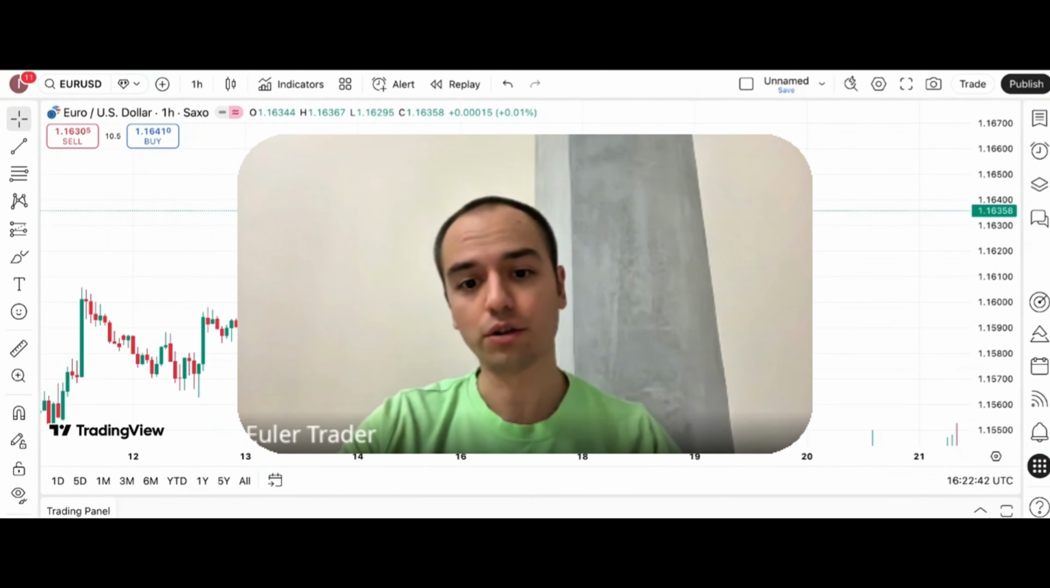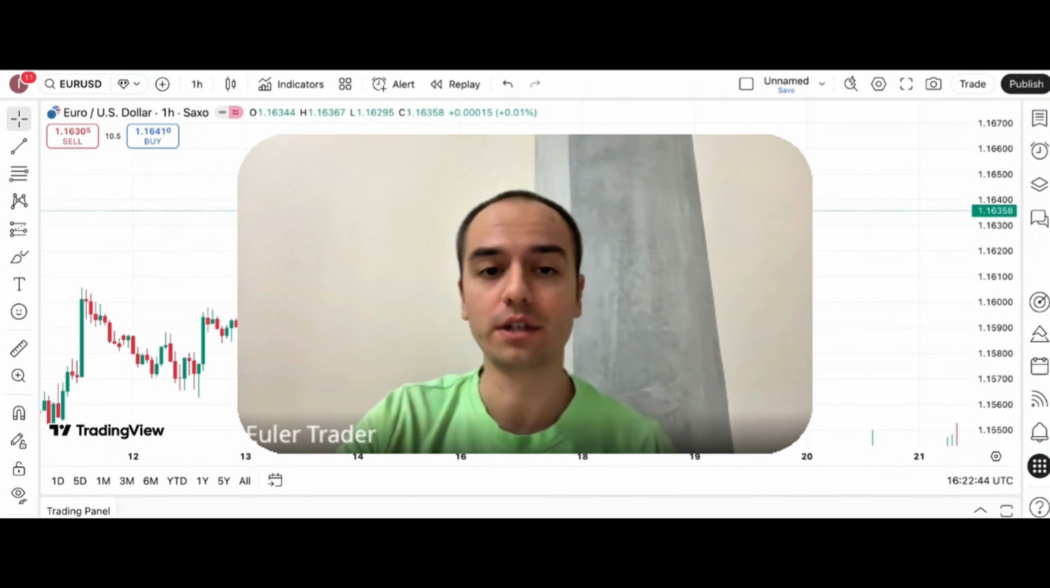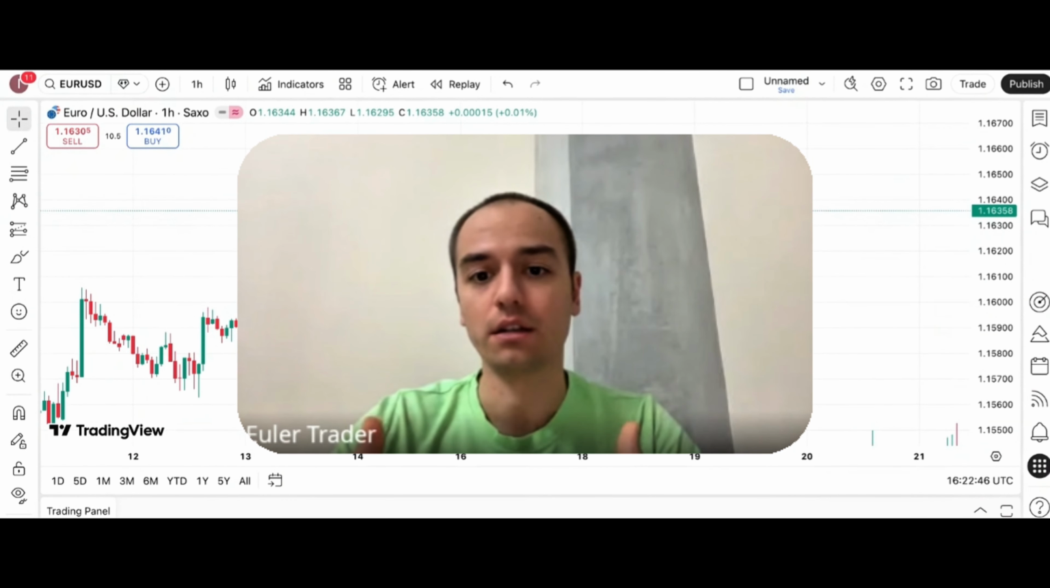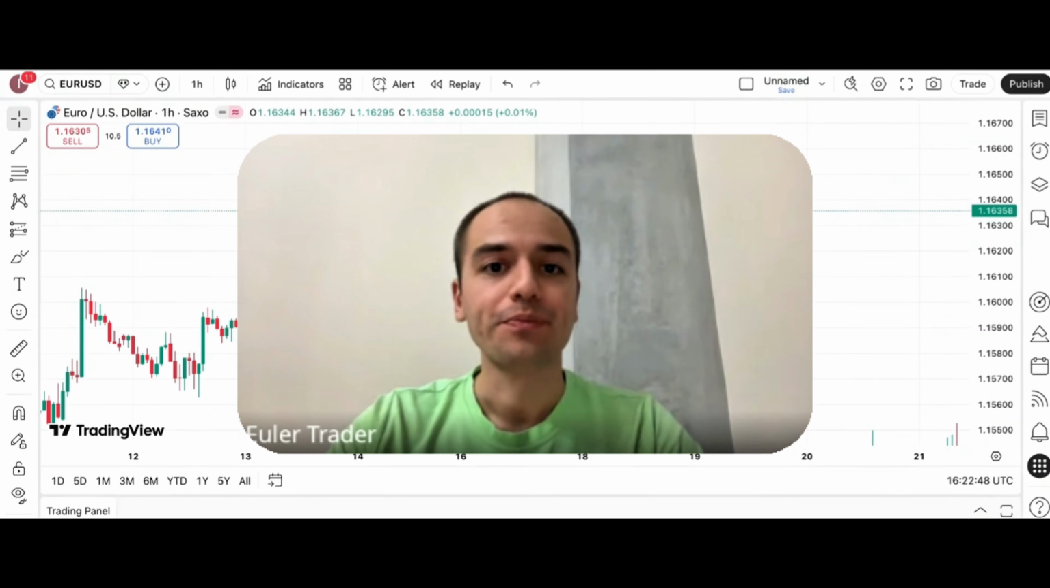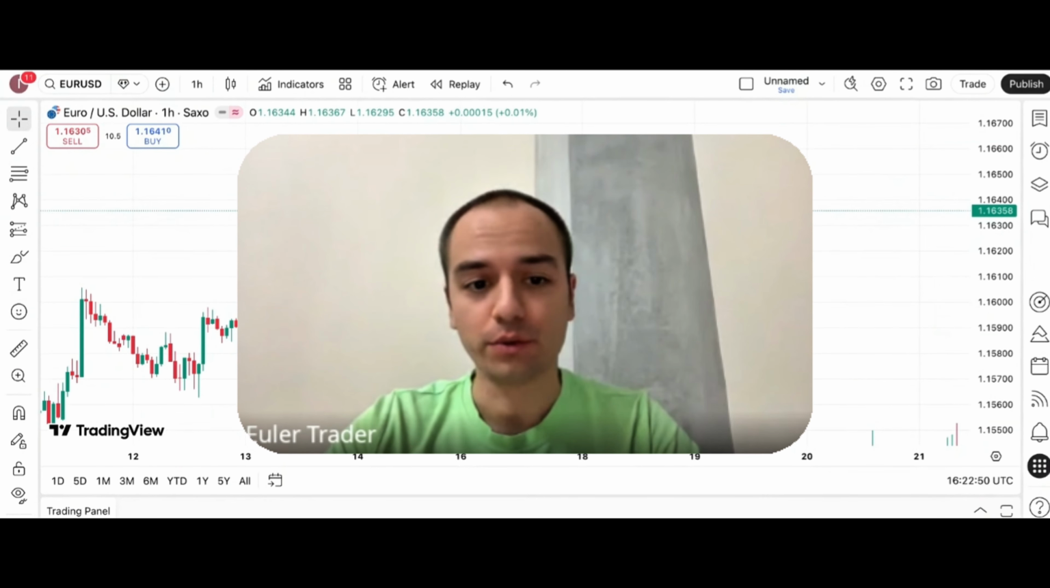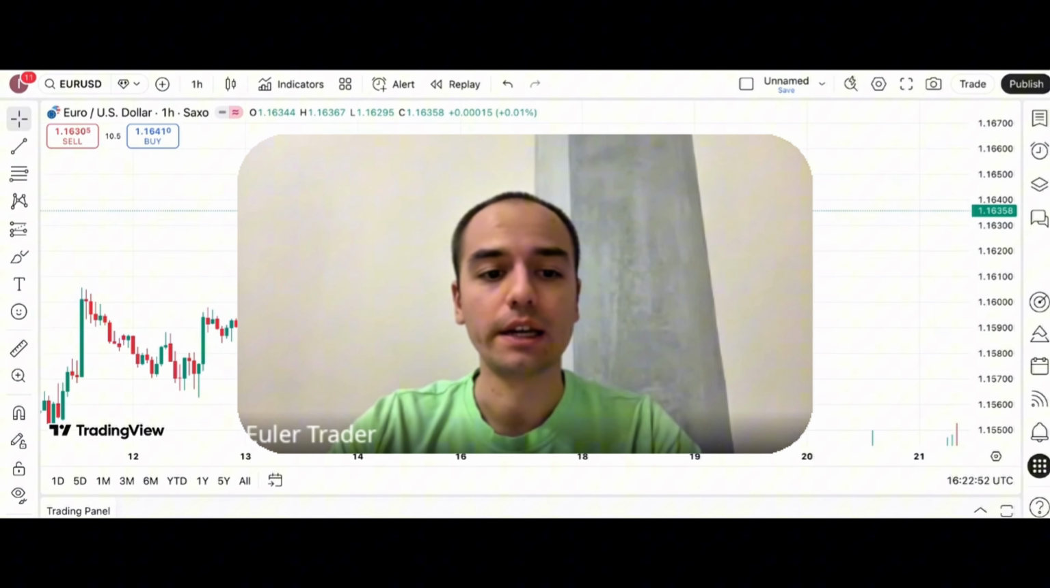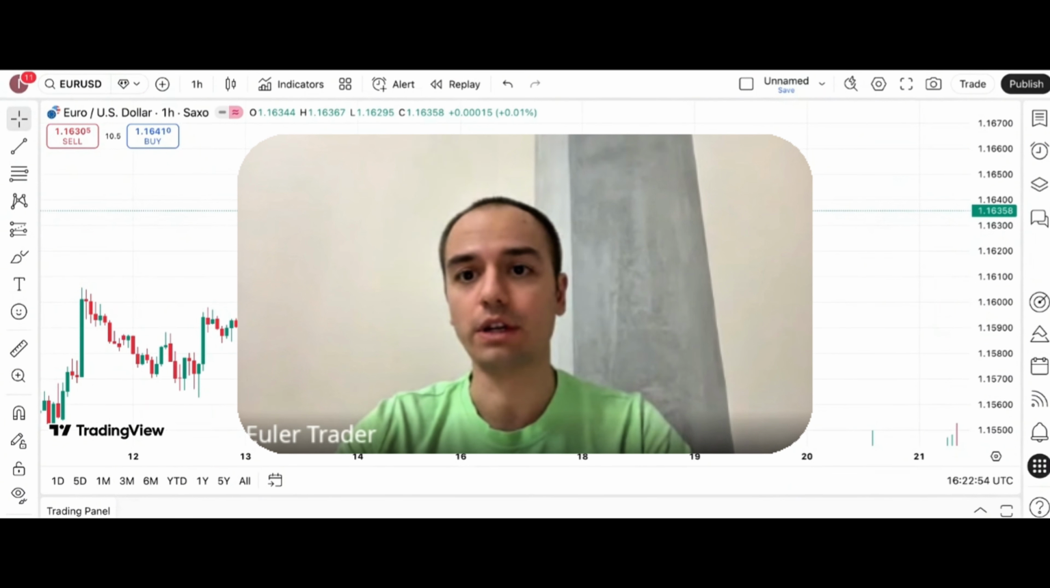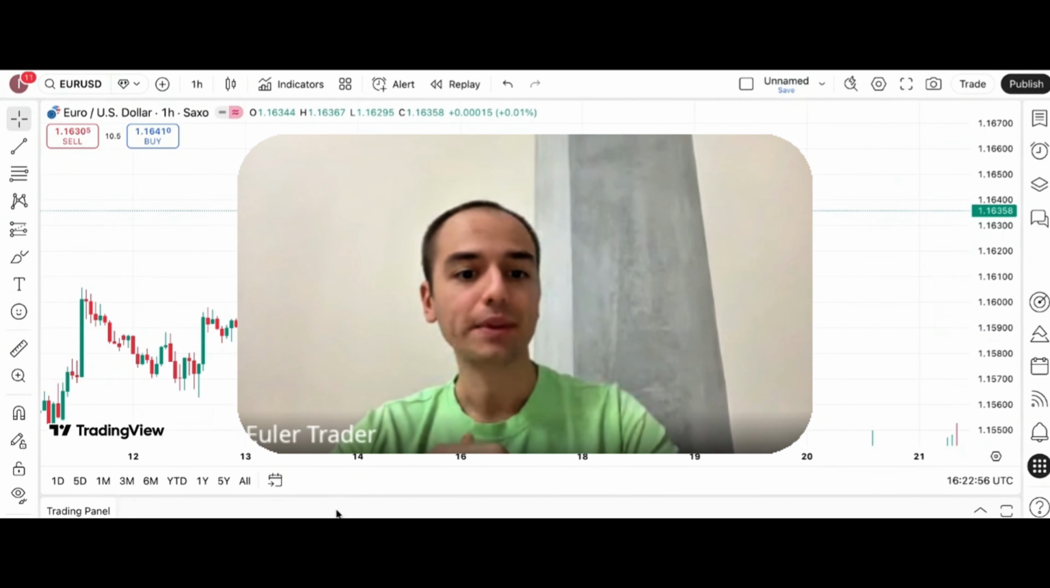Today we're gonna talk about optimal entry point, so your ideal entry point, or perfect entry point, whatever you want to call it, in terms of a trade when you actually want to take a trade.